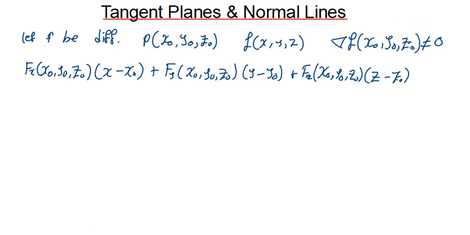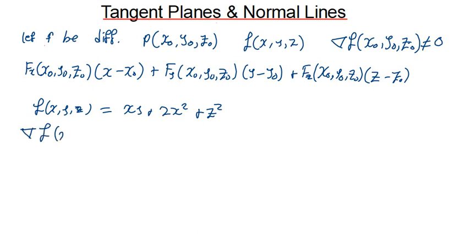Meaning, let's say I have a function f(x, y, z) that is equal to xy plus 2x squared plus maybe z squared, like that. So for me to determine the gradient or the normal vector, I'm going to differentiate everything here with respect to x, y, as well as z.